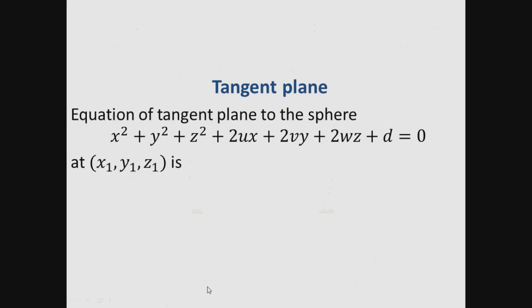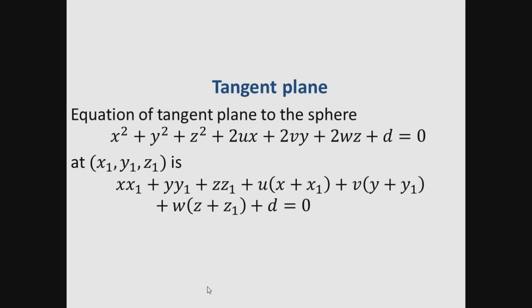Next is the tangent plane. If you want to find the equation of the tangent plane to the given sphere at a point (x1, y1, z1), then it is given by x x1 plus y y1 plus z z1 plus u into (x plus x1) plus v into (y plus y1) plus w into (z plus z1) plus d equal to 0. Then the distance of this point from the center is obviously the radius, and if we draw a line joining this point with the center of the sphere, then that line is nothing but the normal to this tangent plane.